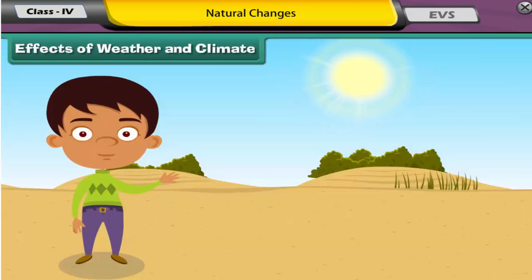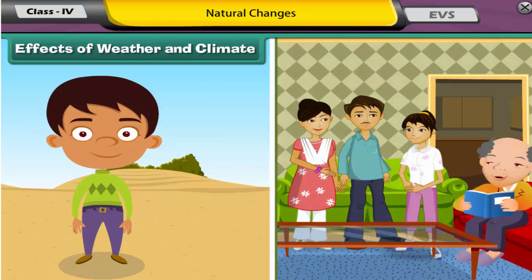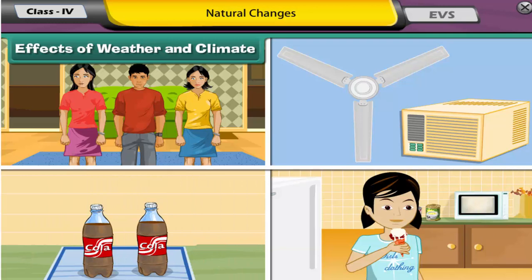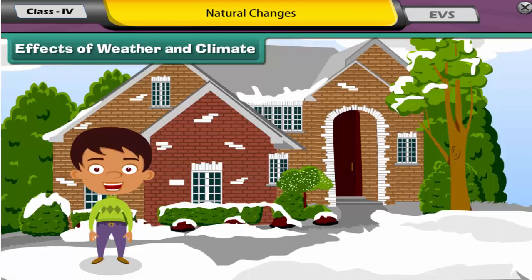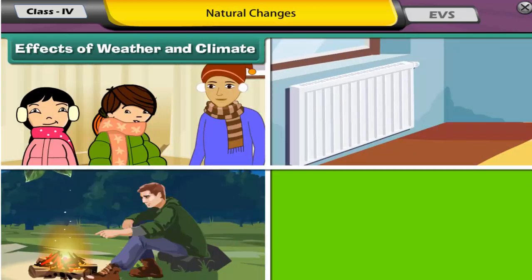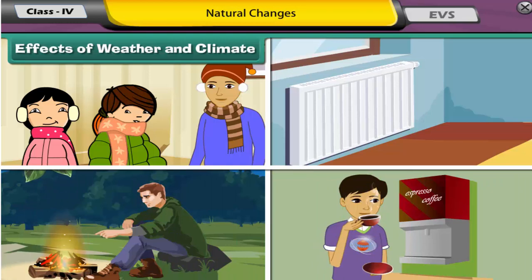Effects of weather and climate. Weather and climate affect our lives in many ways. During hot days, we try to keep ourselves cool by wearing light clothes, using fans, coolers and ACs, drinking cold drinks and eating ice creams. In winters, we keep ourselves warm by wearing warm clothes, using room heaters, building bonfires and drinking hot drinks like tea and coffee.